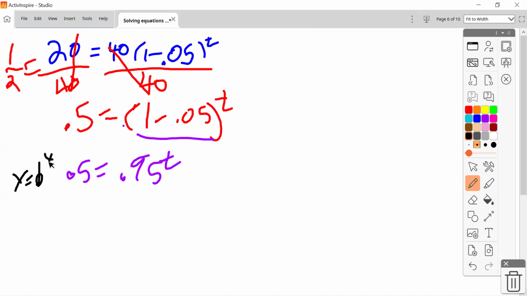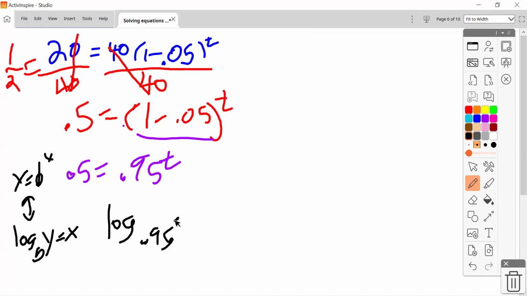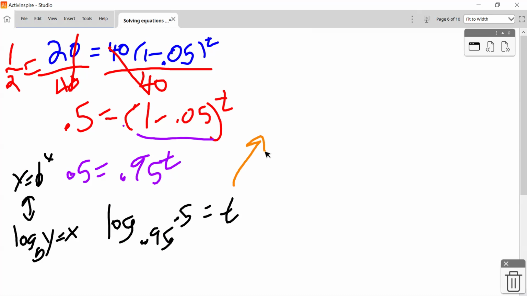Exponential form, y equals b to the x power. Change to log base b of y equals x. So we get log base 0.95 of 0.5 equals t. Change it with the change of base form: log 0.5 divided by log of 0.95.